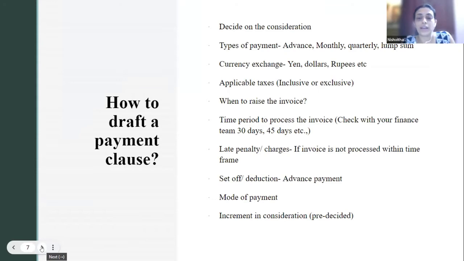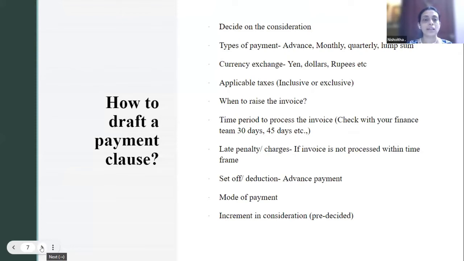Next is set off and deduction. Sometimes we'll say that I'll make the advance payment, but in the upcoming period, you have not provided a proper service to me. Like you had to give me 30 water bottles. I've anyways made payment for 30, but it's okay. The next 2 bottles you have not given me, or it was a defective product which I returned. In the upcoming invoices, I will set it off. Option can be thought through. If you have made an advance payment, under those circumstances your set off clause will play a prominent role.